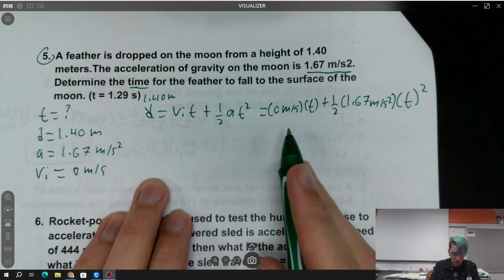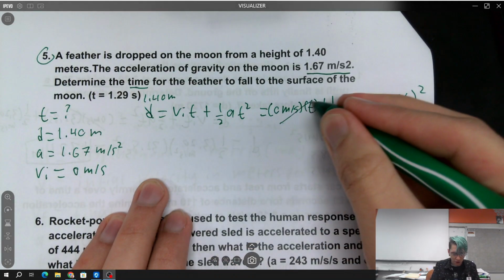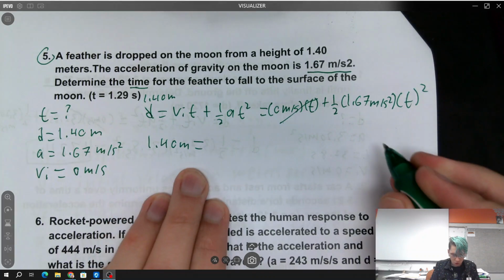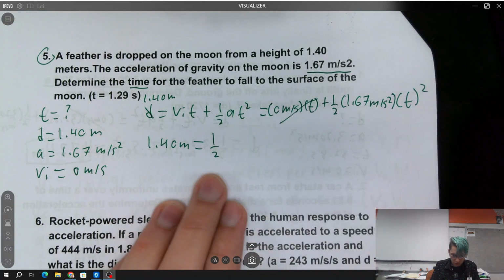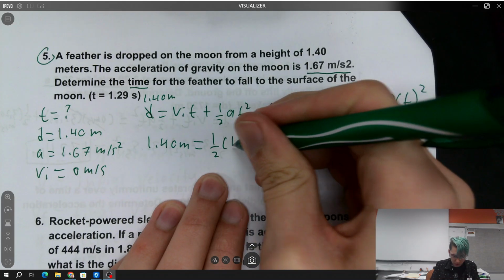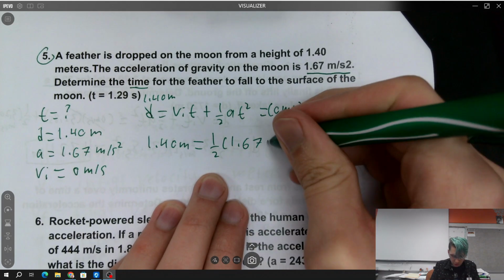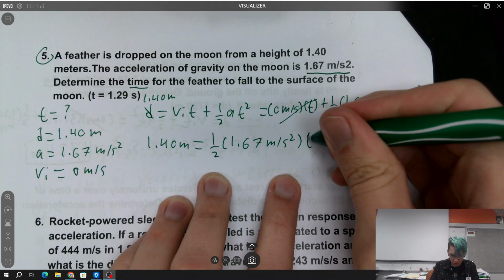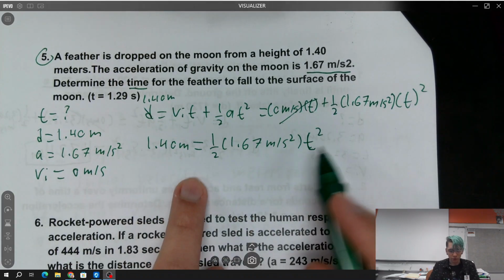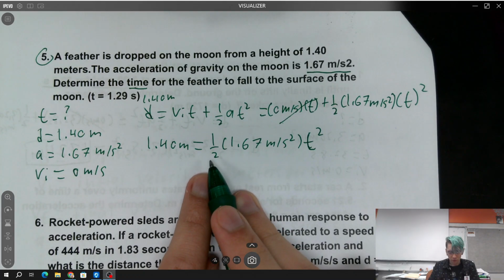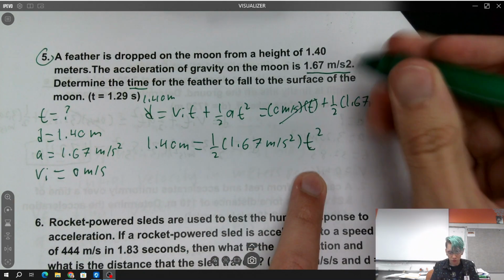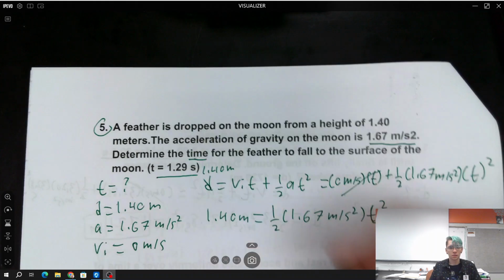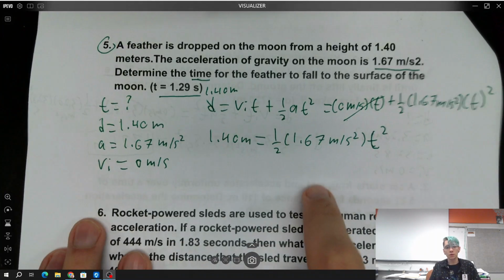So at this point, we're crossing out of this section. We have our d, 1.40 meters, is going to be equal to 1/2 times our 1.67 meters per second squared. And then that's going to be times our time squared. Now we're just solving for x. We're going to divide off both of these, and we are going to square root this part, and that will give us 1.29 seconds. Finish out this question, and if you have trouble with it, come see me.